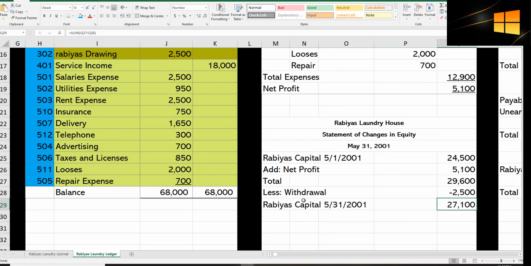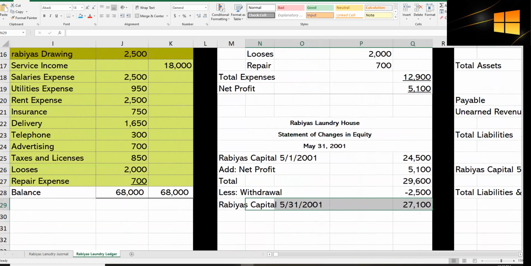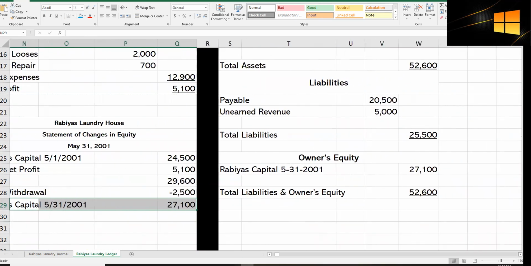So your owner's equity here is very clear, loud and clear na sinasabi niya that at the end of the month, 27,100 na lang po yung aking capital. Okay? So let's go to the preparation of financial performance.